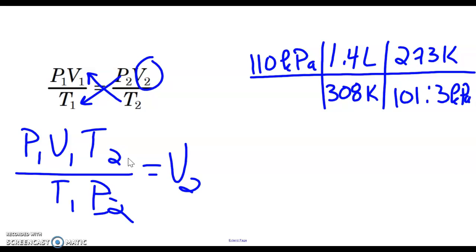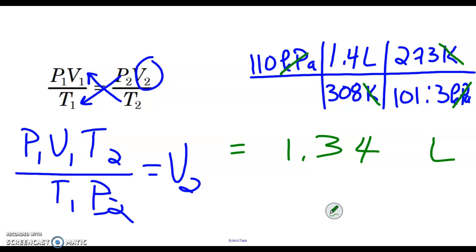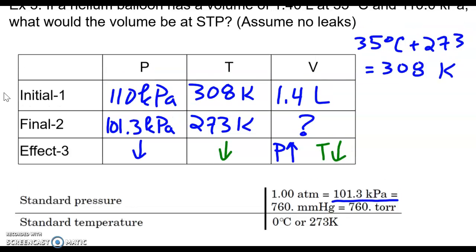I'm going to double check my units, make sure things cancel. So I've got kilopascals on top and on bottom, so those will cancel. I've also got Kelvin on top and on bottom. Those will also cancel. The only unit remaining is liters. So that will be the unit of my answer. When I plug 110 times 1.4 times 273 divided by 308 divided by 101.3 into my calculator, my answer is 1.34 liters. As always, I must go back to the original problem and check for significant figures.